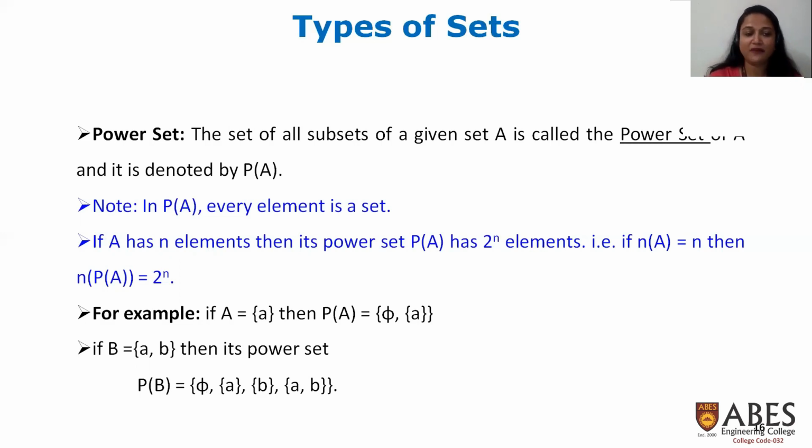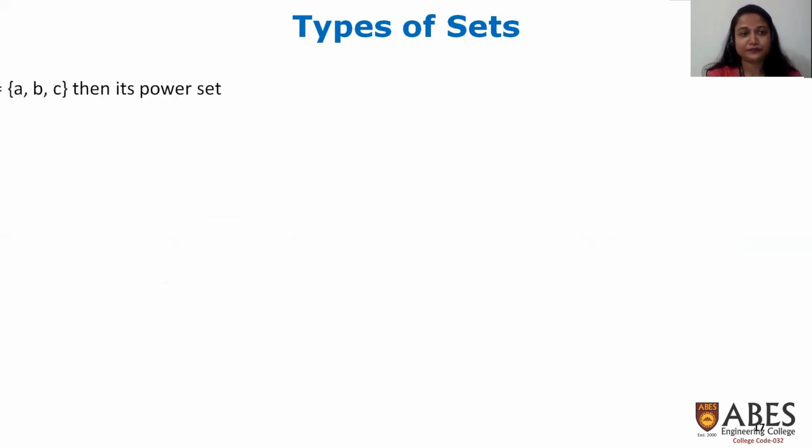Now, how will you define the power set in the case of 2 elements? Phi is a subset of every set. Element A will be there. Element B will be there as a subset, and then AB together because it's a subset.